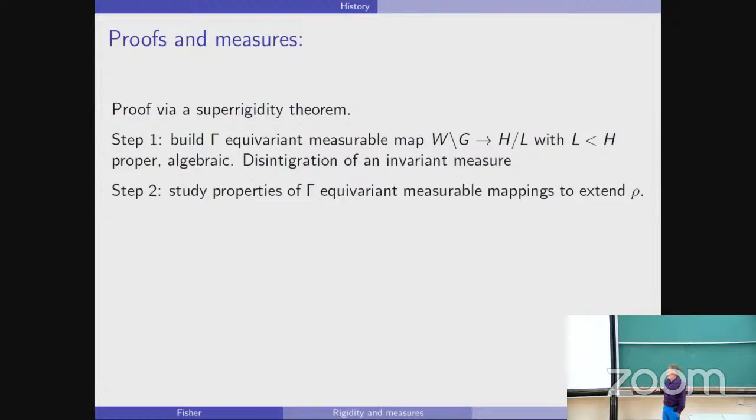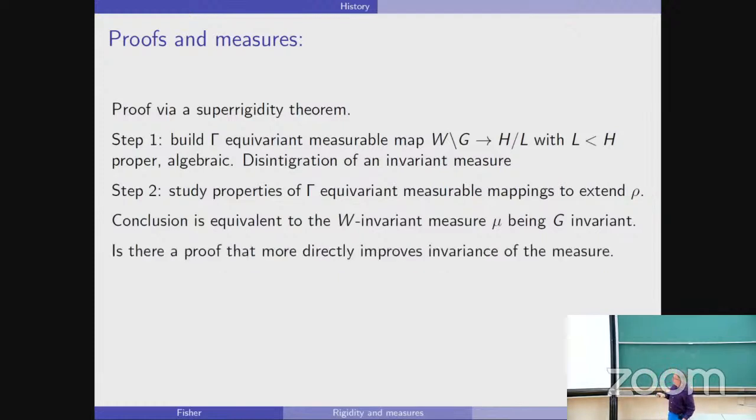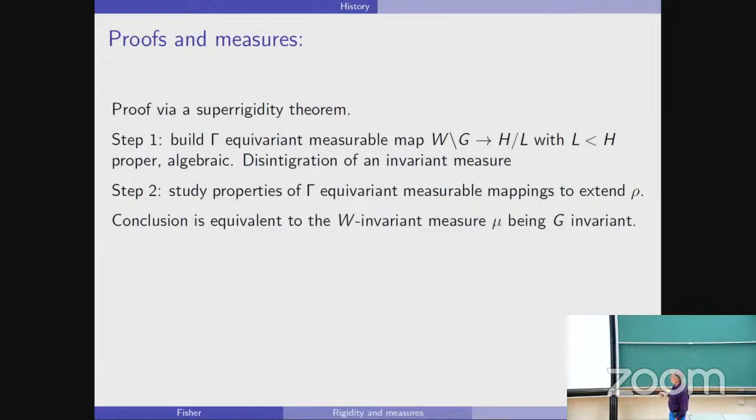But there's not a lot of insight at this step in the proof that's new to us. And the second thing to do is you now study properties of these mappings to extend the representation. I'm going to tell you nothing about how we do that. I will tell you that the conclusion has a slightly weird reformulation when you're thinking about things from the point of view I'm thinking about them today. The conclusion is actually equivalent to the fact that this W invariant measure mu is G invariant. It's formally equivalent to that. It's not how the proof works.